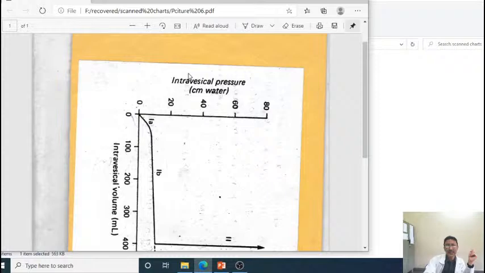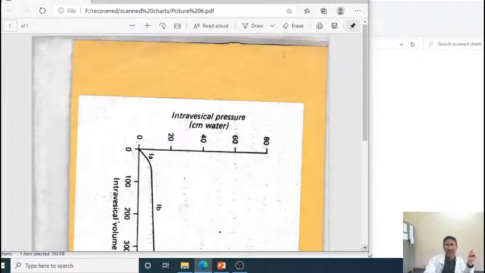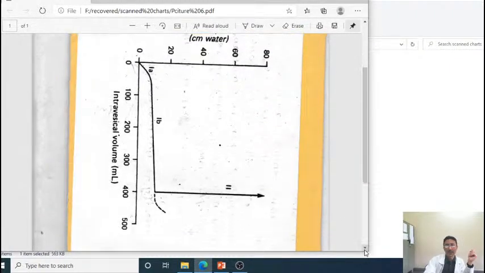This is another chart which is called a cystometrogram. Now, what is the cystometrogram? This cystometrogram is the measurement of the amount of pressure which is developed within the bladder, comparing that with the volume of urine present in the urinary bladder. So this is called a cystometrogram.